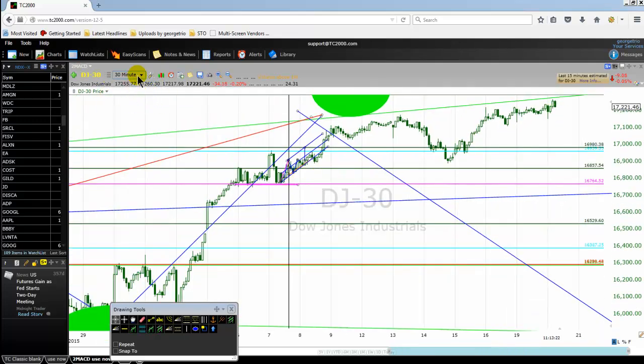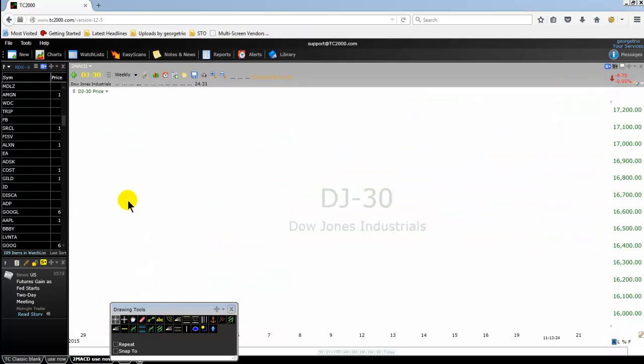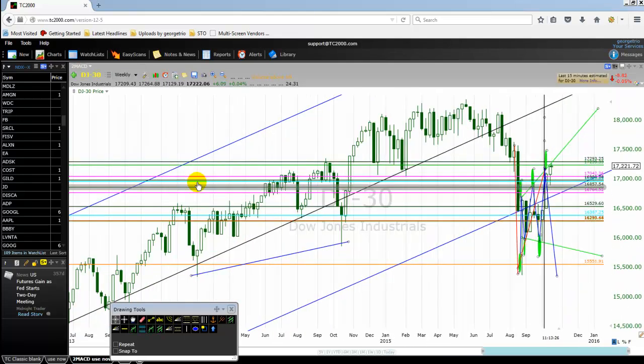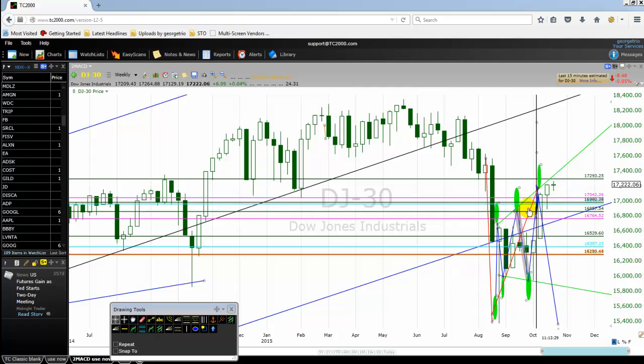Going to go again to the weekly chart of the Nasdaq 100. You see here, Nasdaq 100, I traded this last time, it's coming to the edge of another triangle.